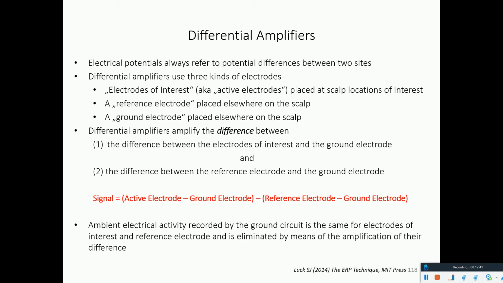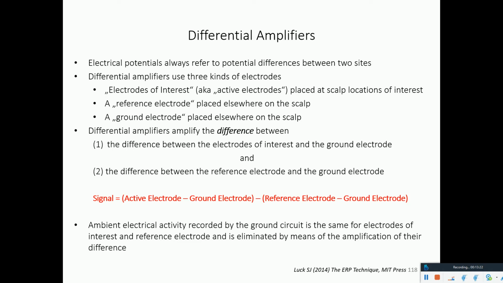And this ambient electrical activity, which is detected by the ground circuit, is of course the same for all electrodes, and is here removed by only amplifying the difference between active electrode and ground electrode and reference electrode and ground electrode. So this is why these amplifiers are called differential amplifiers, and then essentially these weak potentials that are picked up are amplified so that one can digitize them.